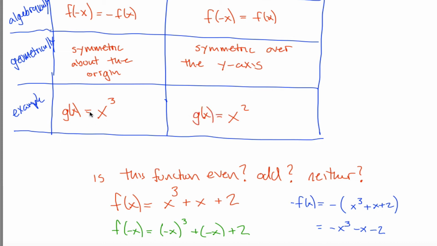This is an odd function. And this right here is an even function. And the reason this one was neither even nor odd is this is to the third power and this is the first power, which are both odd, which would make you think the function's odd, but it's not because of this plus 2 right here.